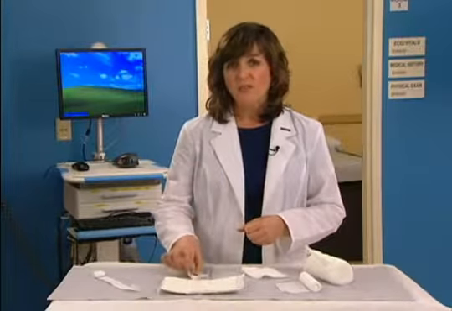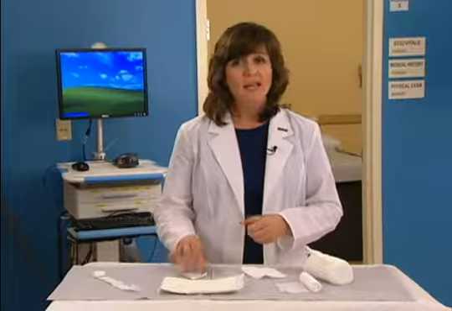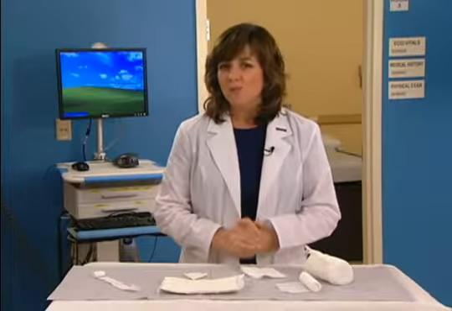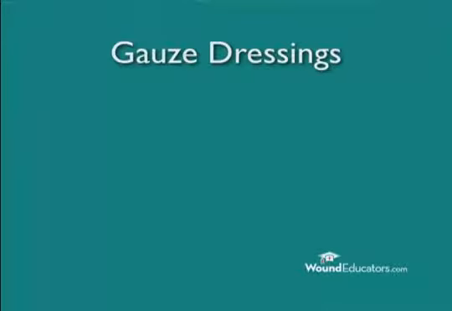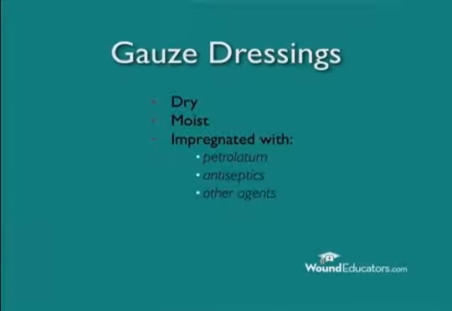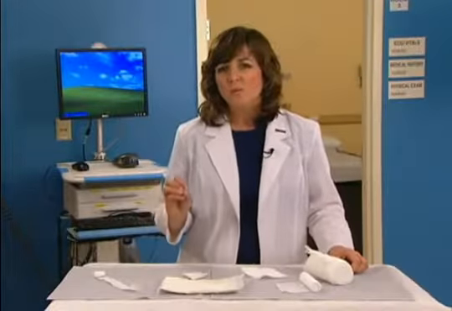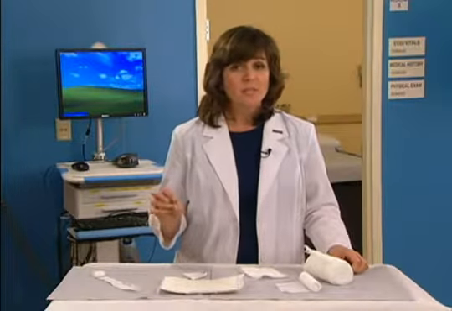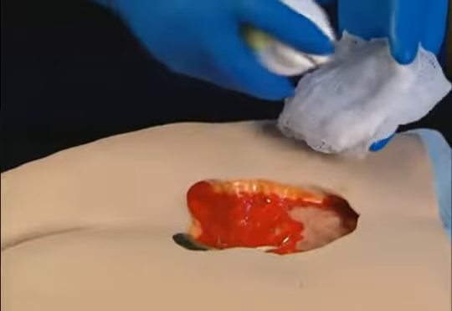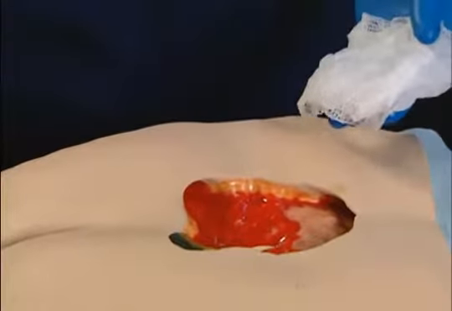However, as we'll see, gauze dressings have a number of drawbacks, and in most situations, a more effective alternative can usually be found. Gauze dressings can be used dry, moist, or impregnated with petrolatum, antiseptics, or other agents. The choice of product requires careful wound assessment, with the application continually monitored as the patient's condition changes. Now we will look at how moist and impregnated gauzes are used.